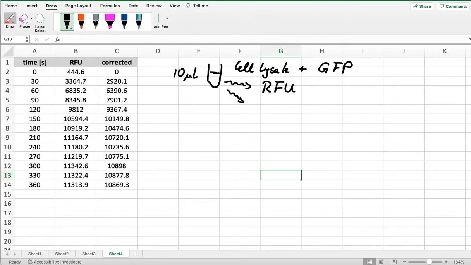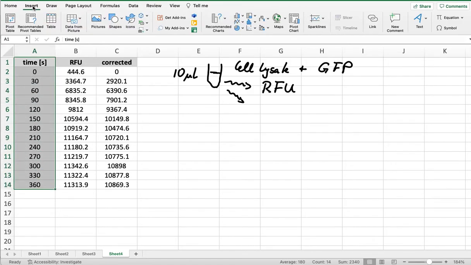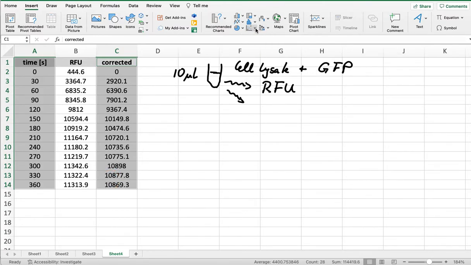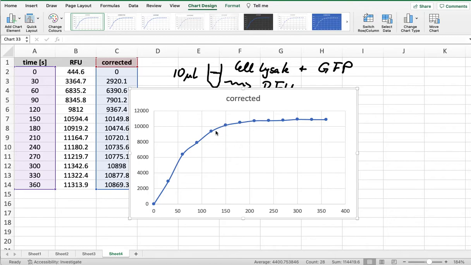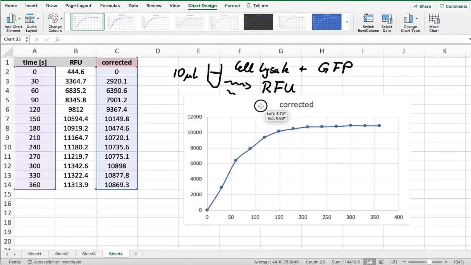Okay, so what do the data actually look like? Let's simply plot the data. Let's use the time data here, and I highlight them. And I probably should go to Insert first. And I plot that versus the corrected data. And we will choose a scatter plot here, and I want to have it with a nice line in it. And here we've got our data.